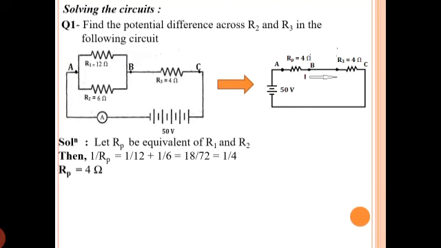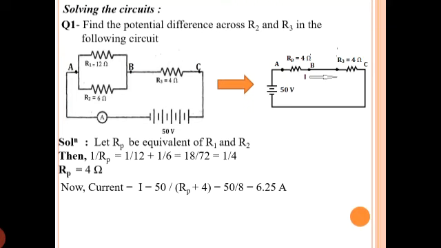Now it is understood that Rp and R3 are in series, and if they are in series, the total resistance will be Rp plus R3, that is 4 plus 4, 8 ohm, and the voltage is 50. So we can find the current flowing in the circuit. I is equal to 50 upon 8, that is 6.25 ampere. Now this is the current flowing in the circuit. This current will flow through Rp, and this current will flow through R3 also. Why? Because they are in series, and in series the current will be the same.